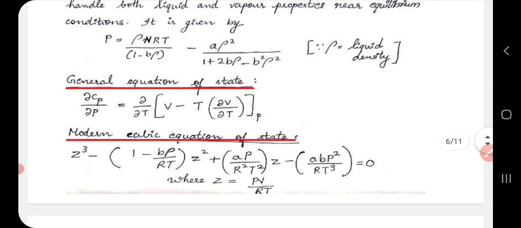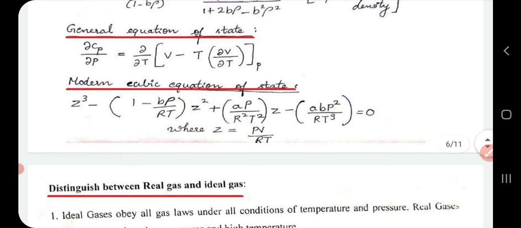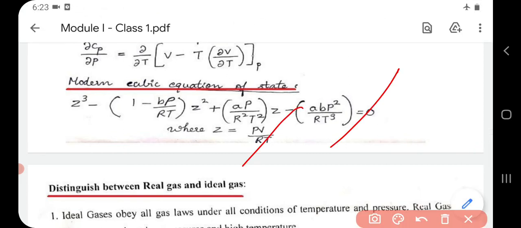Now these two are expressions for the general equation of state and the modern cubic equation of state. If you want you can write them, otherwise you can skip these two expressions. Okay, these two.